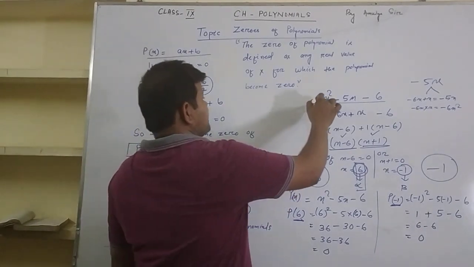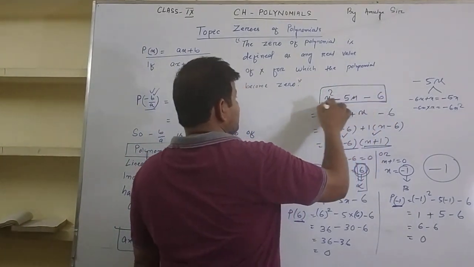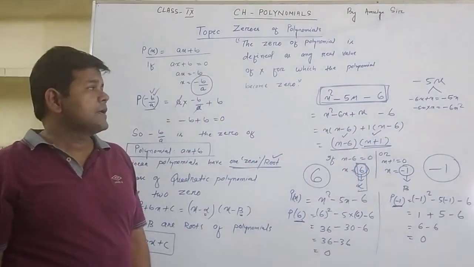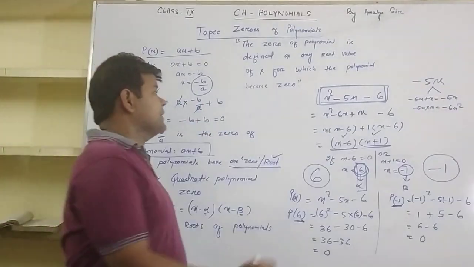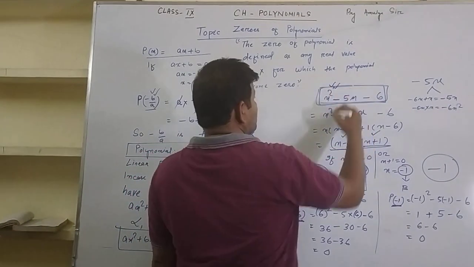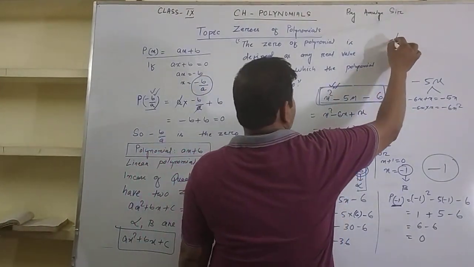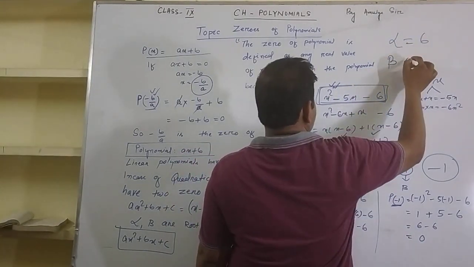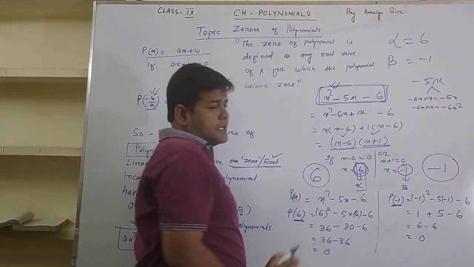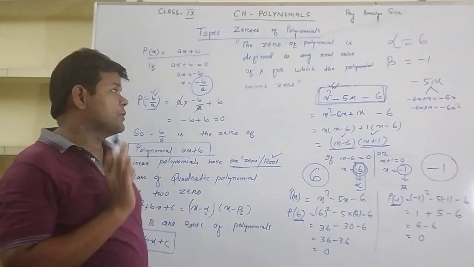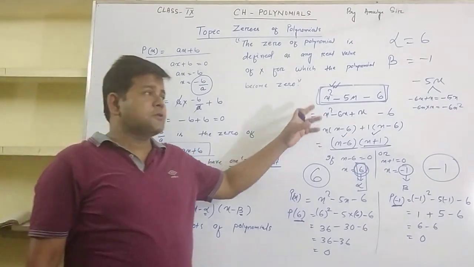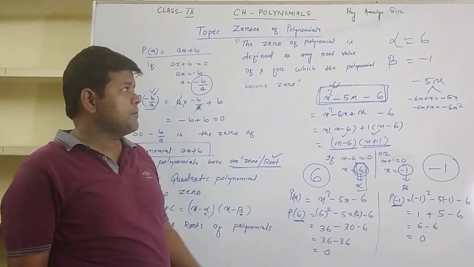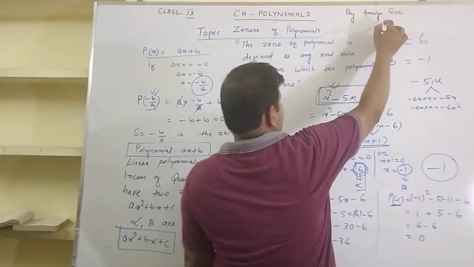This polynomial is a quadratic polynomial. A quadratic polynomial has degree 2 and has two roots, one is alpha, another is beta. Here alpha is 6 and beta is minus 1. We also verify this. There are some questions in 2.2. Just verify the zeros and find the zeros of the polynomial. Complete this exercise; this is the homework exercise 2.2.